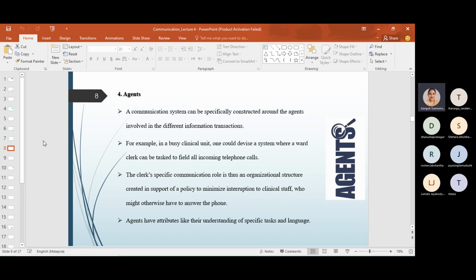Okay, and then agents. Agents is another element of a communication system. When it comes to a clinical unit, in some workplaces that are related to health and social care, we have agents to answer the phone calls, because sometimes the clinical staff can be too busy to answer the phone calls, right?